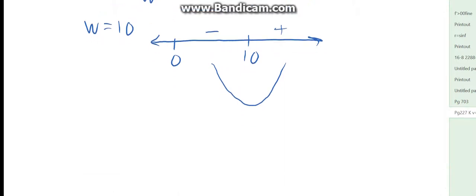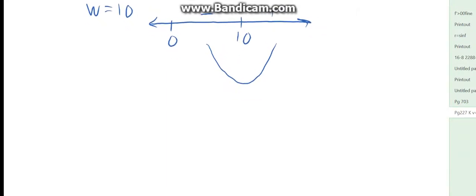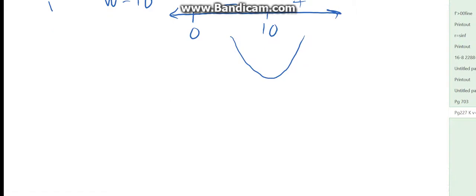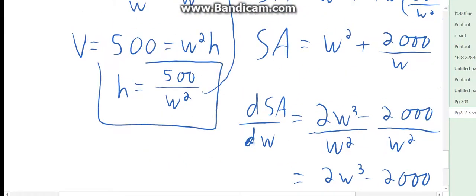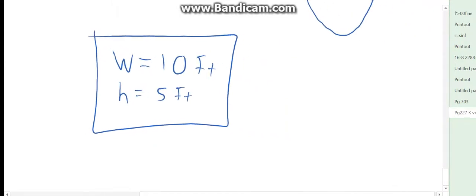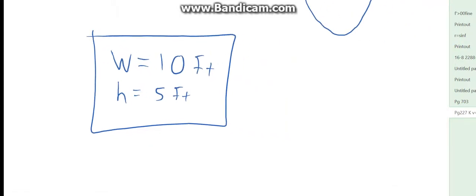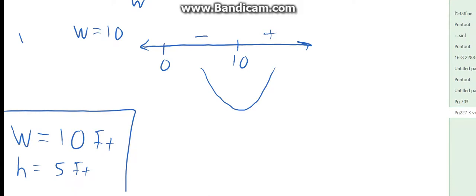Okay? And this question says, what dimensions do you tell the shop to use? Well, we want W to be 10. Calm yourself down. We want W to be 10. And if W is 10, from our equation up here, the height has to be 500 over 100, which is 5. And that's in feet. And just to reiterate, if you're asked to explain why or justify why you know there's a minimum, all you need to say is there's a minimum when W is 10 because the derivative changes from negative to positive there.